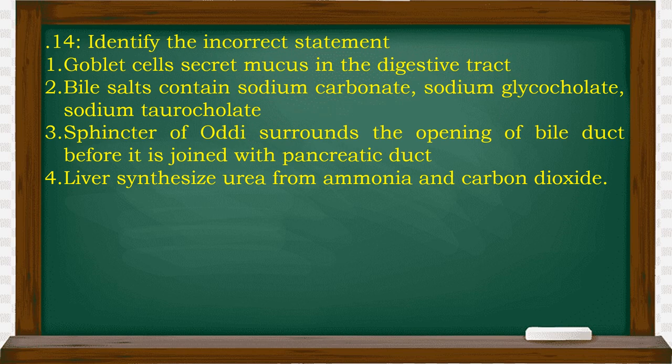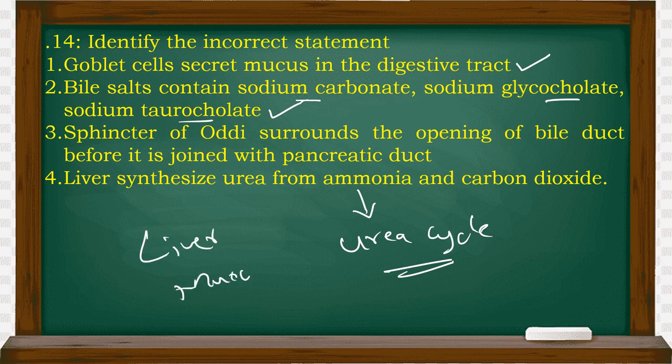First option, goblet cells secrete mucus in the digestive tract. Yes, goblet cells secrete mucus that helps in preventing autodigestion in the stomach region. Second option, bile salts contain carbonates, glycolates and taurocholates. This is absolutely correct, and it helps in the process of digestion. These salts help in digesting some of the harder components. Option number 4, liver synthesizes urea from ammonia and carbon dioxide. This is called the urea cycle. The urea cycle happens in two regions, one is the liver and the second is muscle. And the fourth option, which says liver synthesizes urea, is absolutely correct.